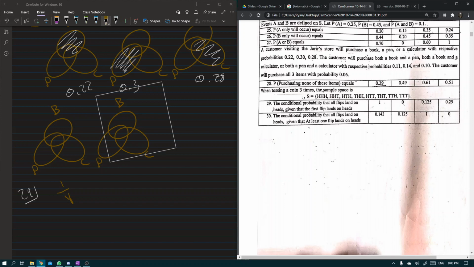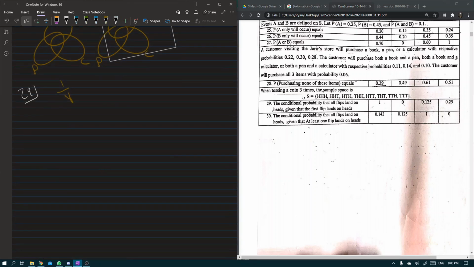So number 30 is... You want me to go over number 29 again? No, it's good. Okay, so number 30, the probability that all flips land on heads, given that at least one flip lands on heads. The only one that doesn't have a head on it, at least one, is this. There are 8 in total, so 8 minus 1 is 7. So 7 in total, and 1 over 7 is going to be the answer.